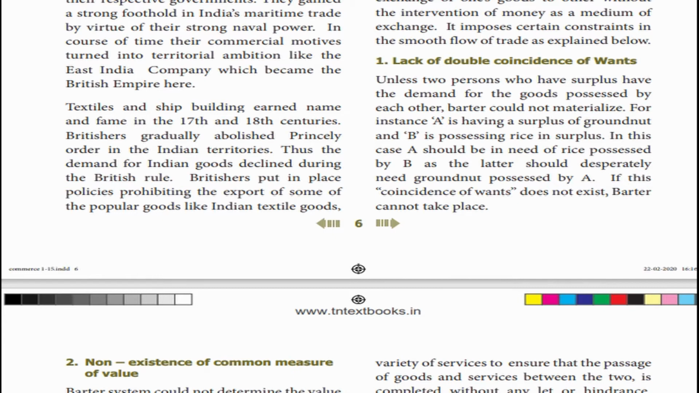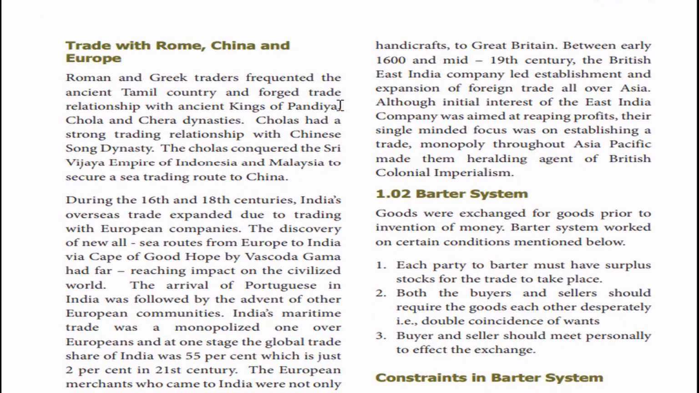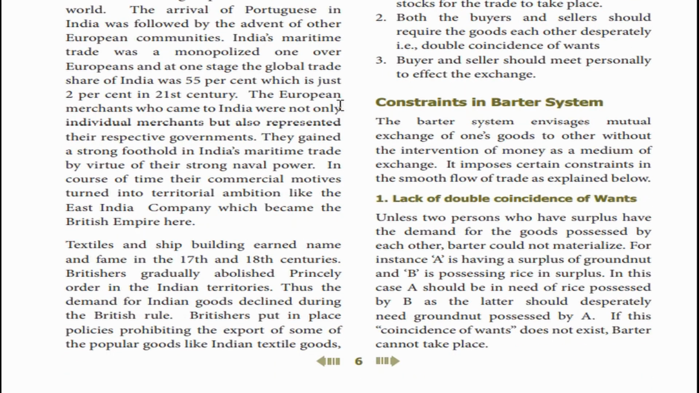Britishers put in place policies prohibiting the export of popular goods like India's textile goods and handicrafts to Great Britain. So they abolished the export of these great products. India mostly exported textiles and handicrafts, and the British stopped that trade during the British ruling period.